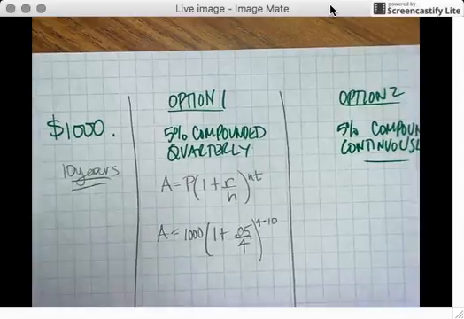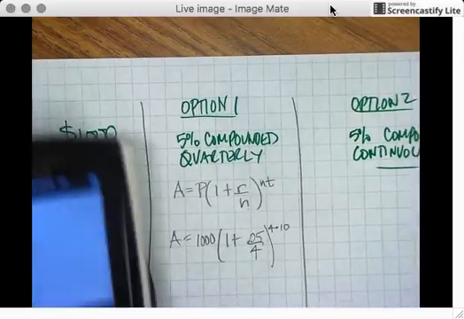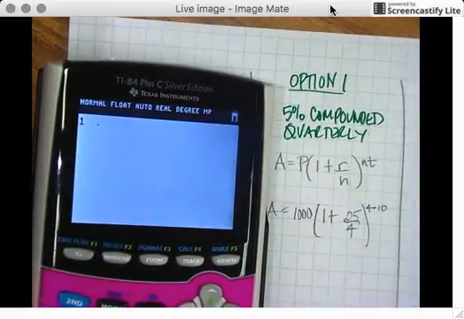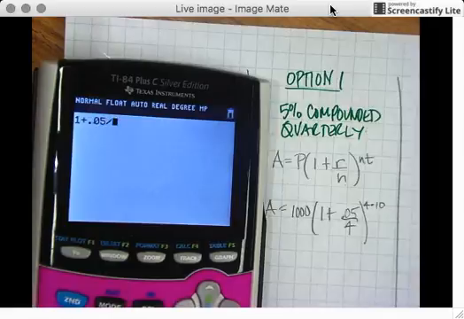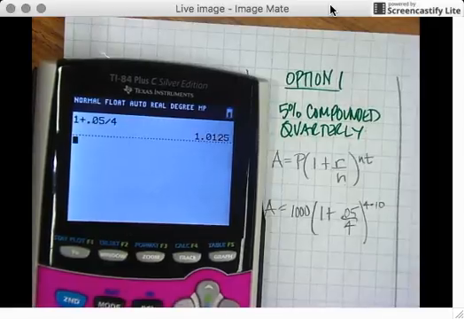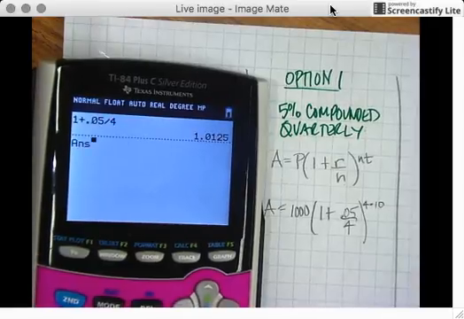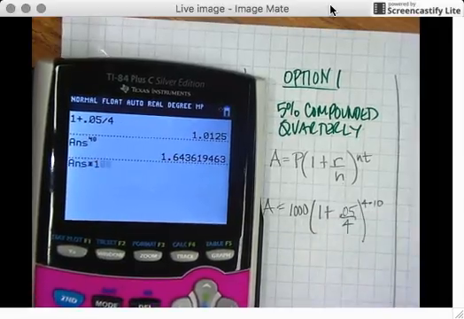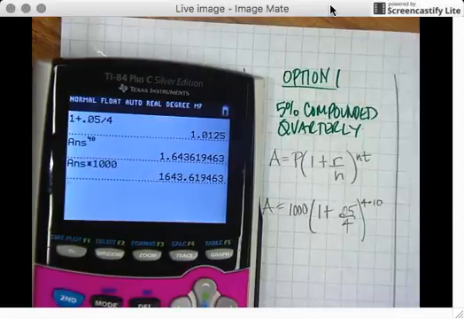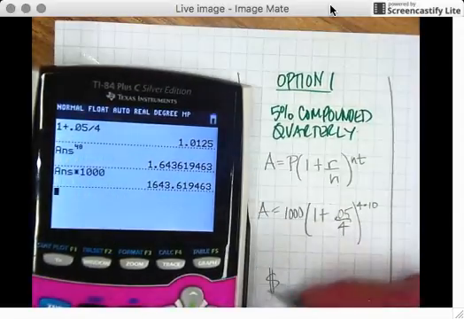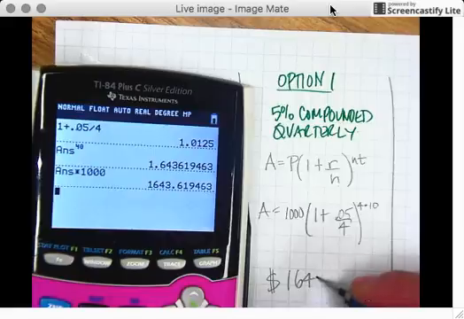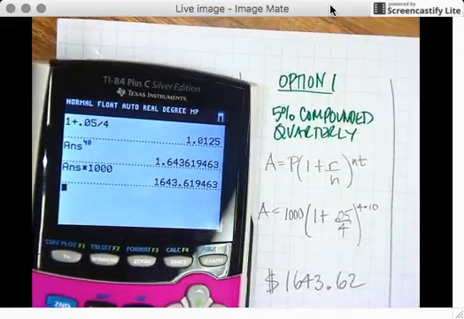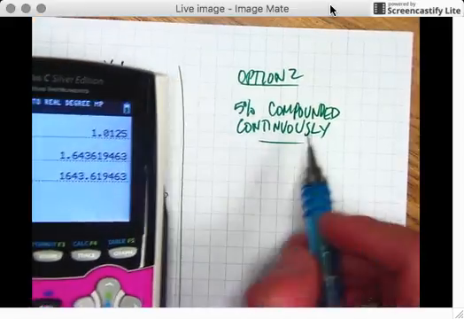Okay, this is where your calculator comes in. So let's see if I can punch some of those numbers in. 1 plus 0.05 divided by 4. So that's the stuff that's in the parentheses. And I'm raising that to the 40th power, because you can multiply. And then that's times your initial amount that you plugged in. So after 10 years, I should have $1,643.62.